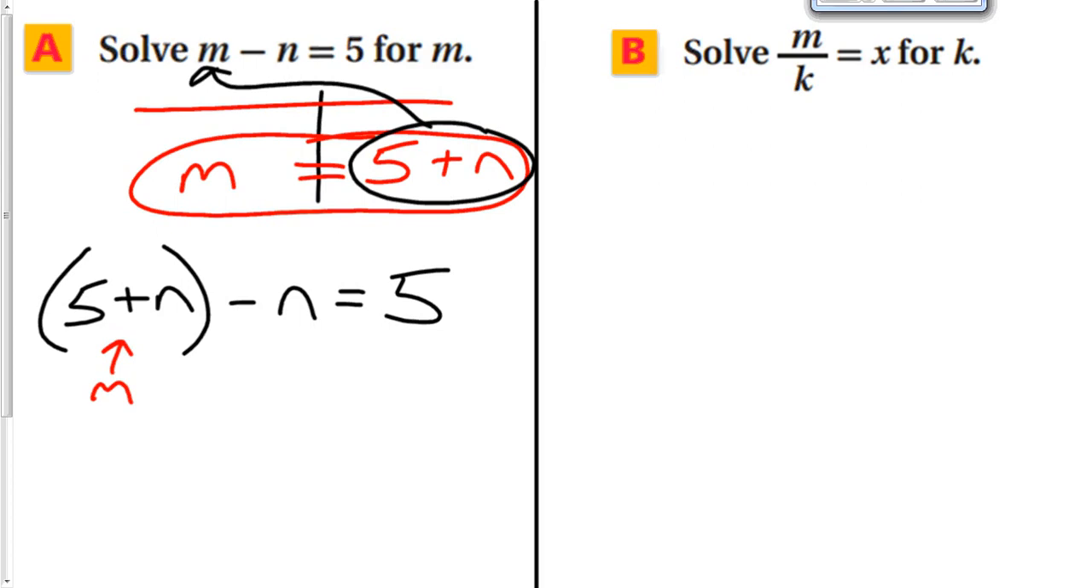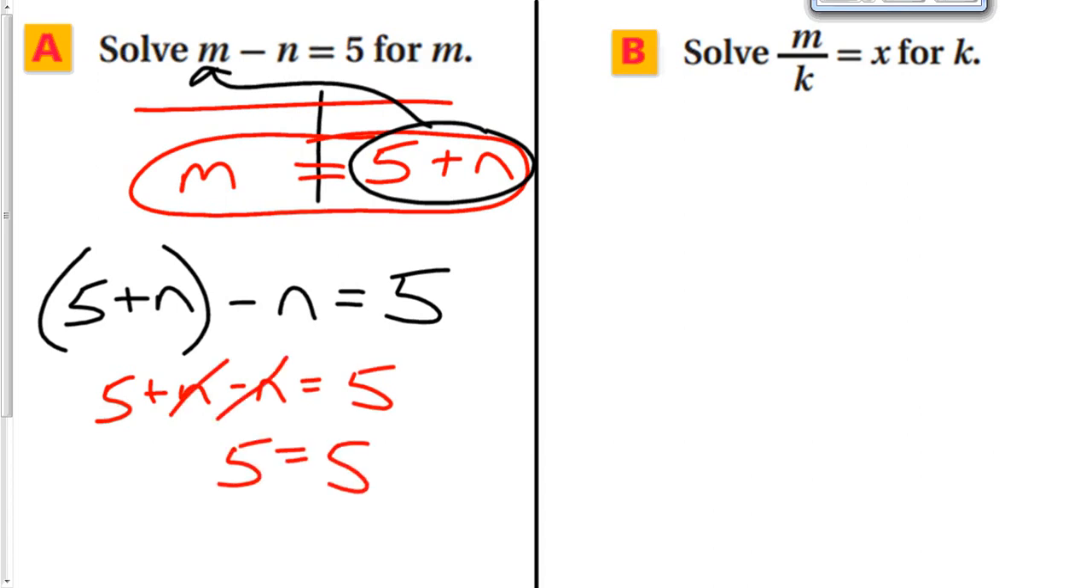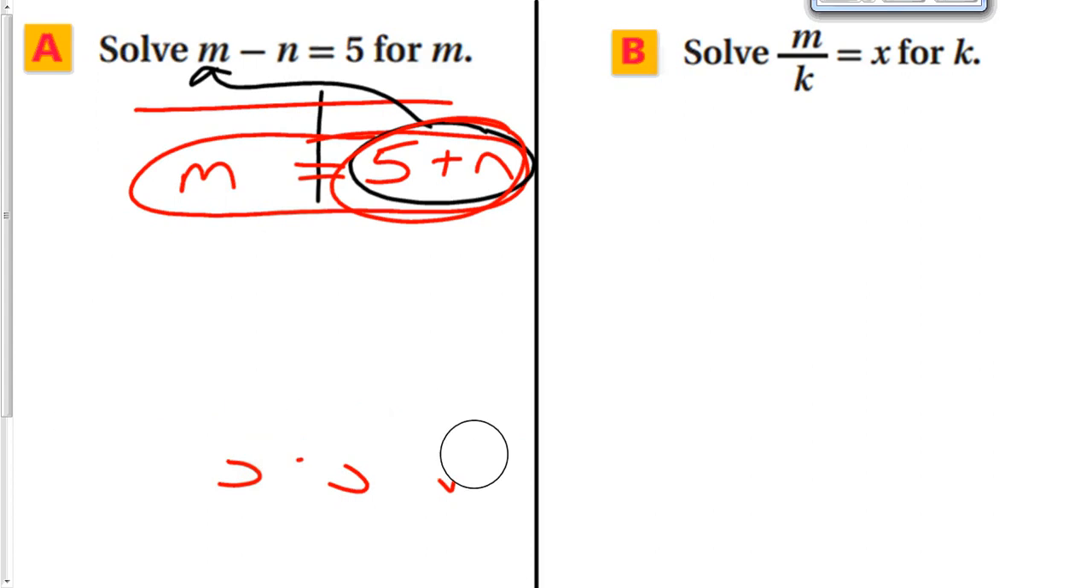Okay, so 5 plus n minus n. Well, n minus n cancels out. We're left with 5 equals 5. And that checks out, meaning we got the right answer up there. So it's pretty cool. You can actually still go back and check your answer if you want to. That can get kind of tricky when you don't have an actual number, but it is possible.